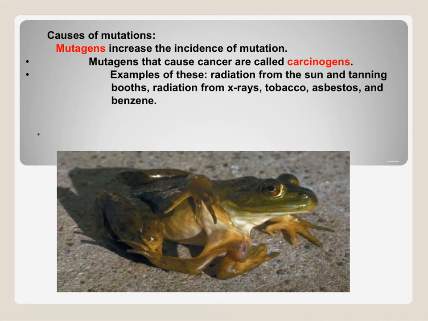A carcinogen is a mutagen that causes cancer. UV radiation from the sun, of course, can cause skin cancer. Tanning beds, of course, same thing. X-rays, tobacco, of course, we know can cause cancer. Asbestos, benzene, just different chemicals. So things that we know can cause cancer.